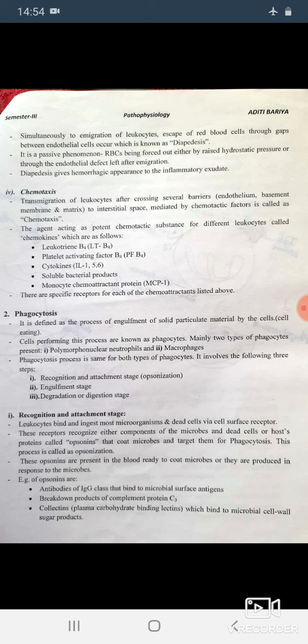These opsonins are present in the blood, ready to coat the microbes, or they are produced in response to the microbes. એ બંને હોઈ શકે છે. Either they are already present in the blood, એ already blood માં બનેલા હોય, or whenever the microbes enter into the body, they are formed in presence of that microbes. Okay.